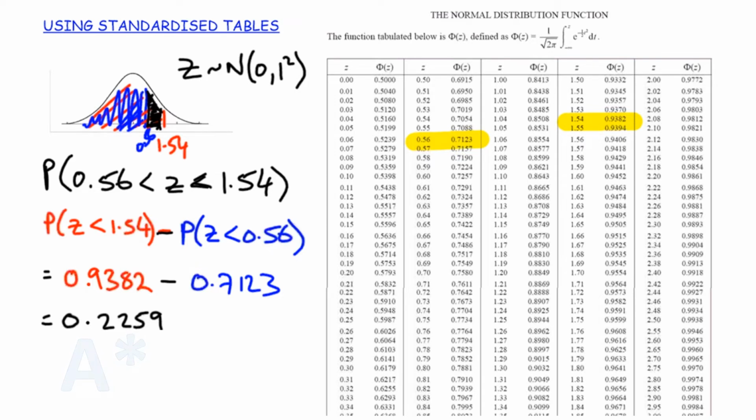Okay, so be careful with the way that you rearrange these statements and put them together. You're going to need some practice on this. You're going to need to draw diagrams for every question that you do. You're going to need to be careful. Are you doing a 1 minus? Are you doing a reflection? And are you finding the area or the probability in between two particular values?